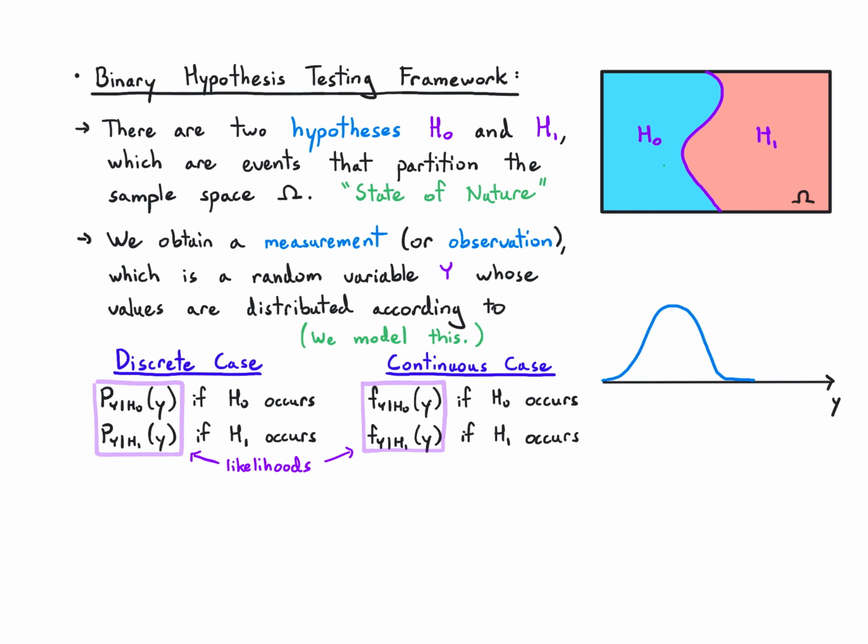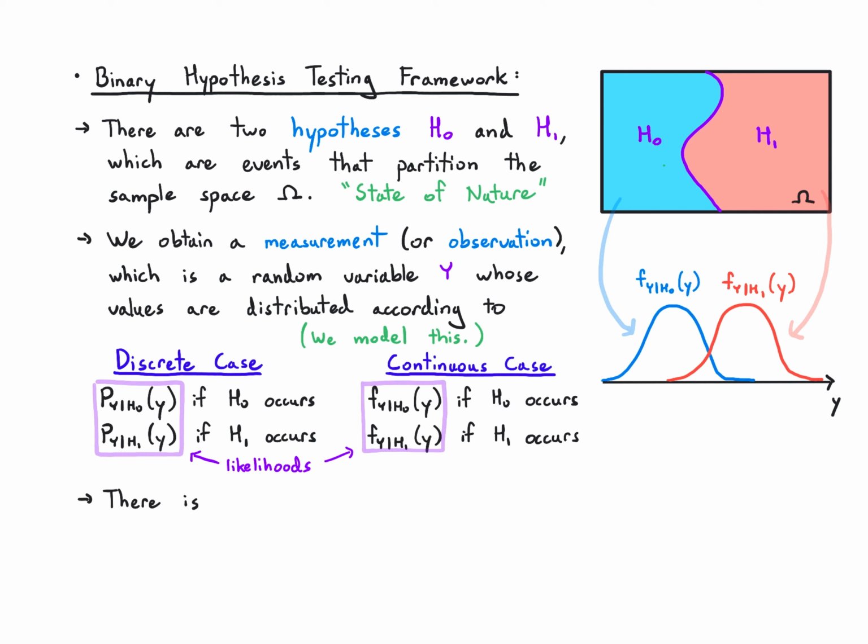Let me draw the two distributions in the continuous case. This is just an example of what you might see. If H0 occurs, I get this blue distribution for Y. If H1 occurs, I get this red distribution for Y. Here these look basically the same, maybe shifted over by a mean shift. I'm trying to determine which one has occurred based on observing the value of Y. How am I going to do that?